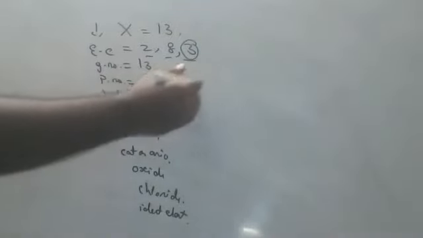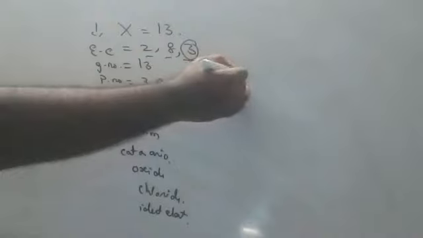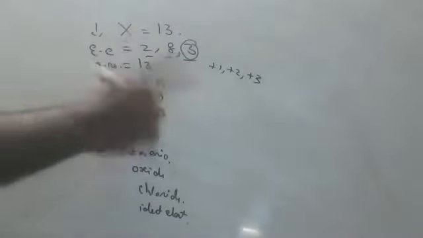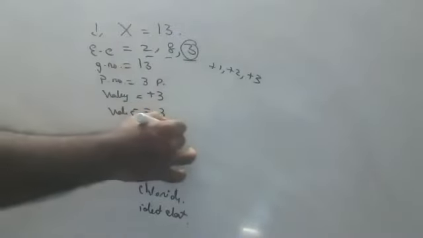So plus 1, plus 2, plus 3 are metals. Plus 1, plus 2, plus 3 are metals, children. So it is a metal.